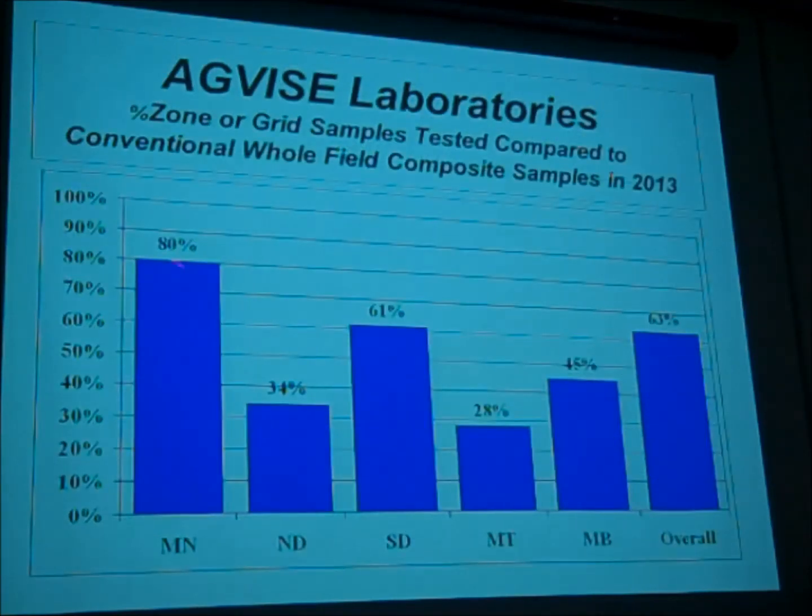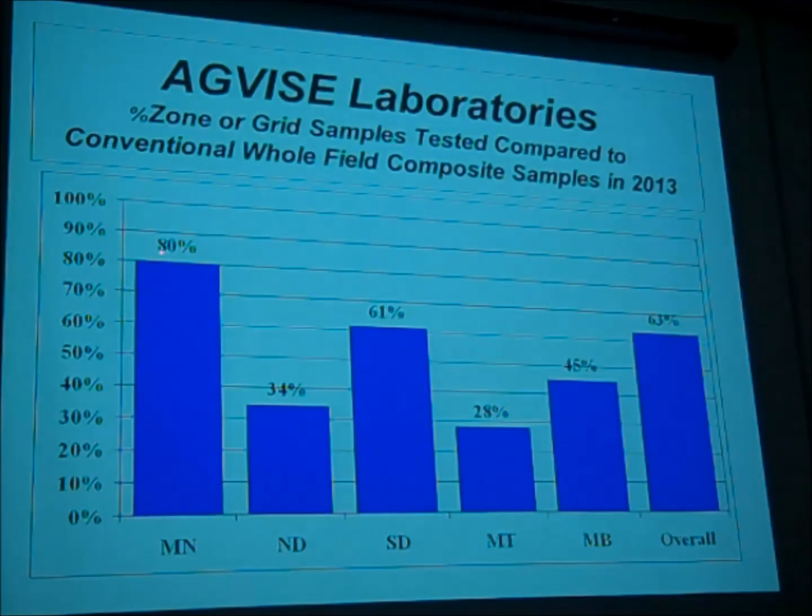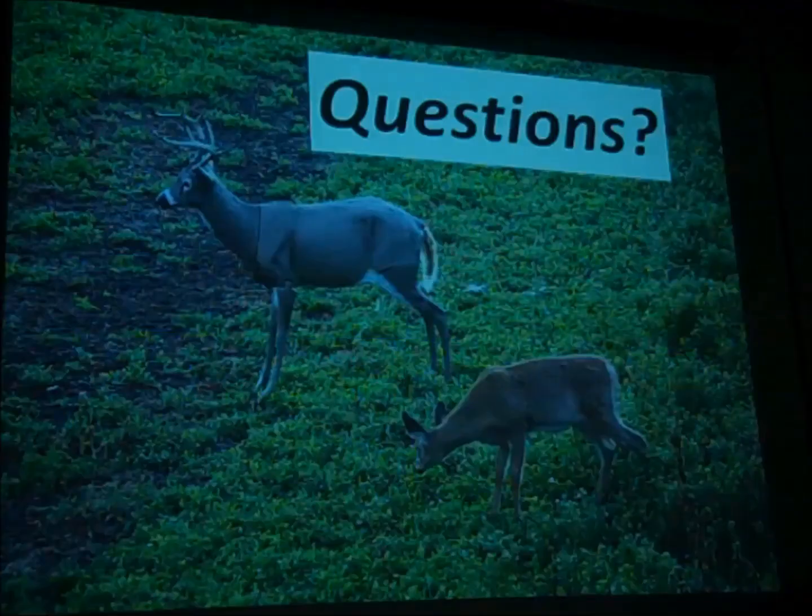State perspectives, state of Minnesota, the samples we get in the state of Minnesota, 80% of them are grid or zones. North Dakota's at 34, and you can see different areas have. South Dakota, eastern South Dakota has a lot of grid and zone stuff going on now too.